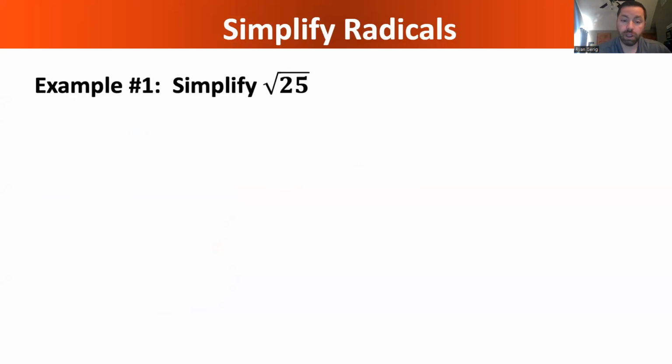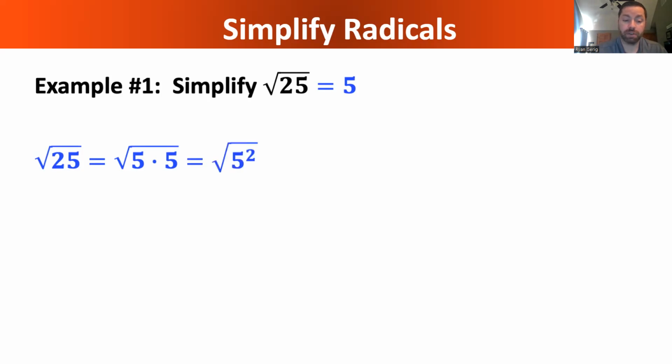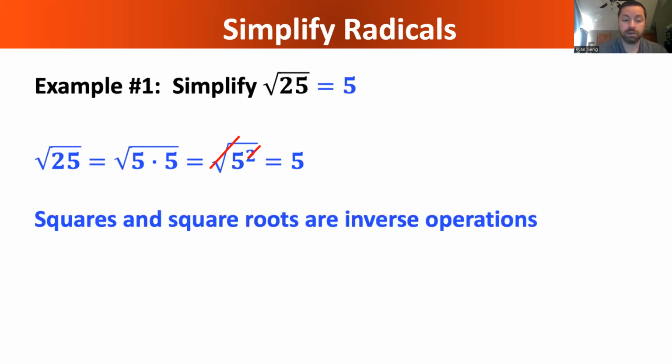So simplify the square root of 25. Well, that's 5. Most of you probably know that, but let's take a little closer look at it. The square root of 25 can be rewritten as the square root of 5 times 5, which is the same as 5 squared. Now the square root symbol and the squared exponent cancel each other out, which gives us the 5. It's a lot of extra work that I didn't need to do, but what I wanted you to see is that squares and square roots are inverse operations. They undo each other.